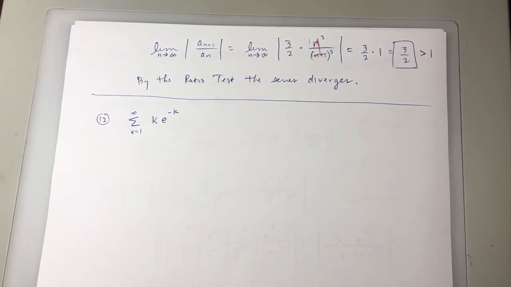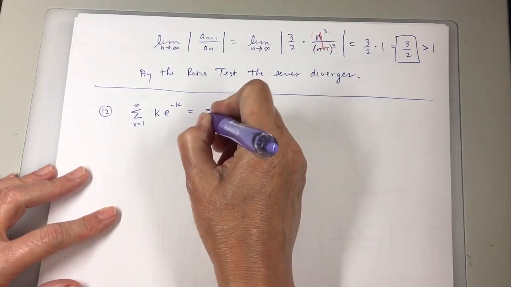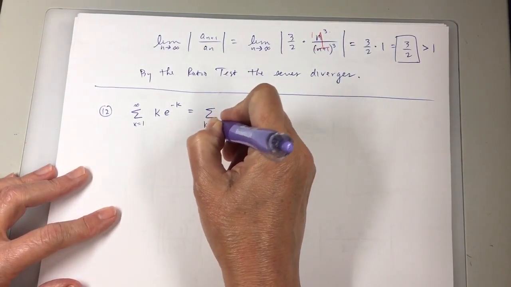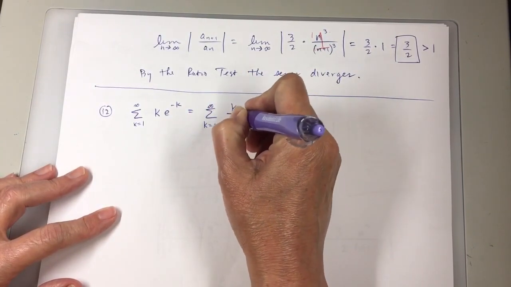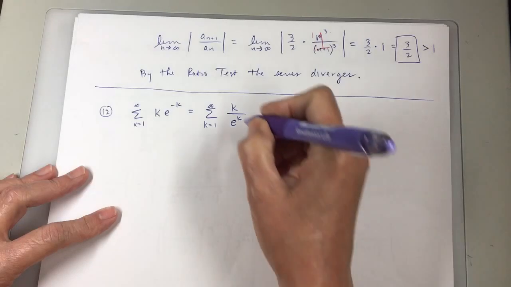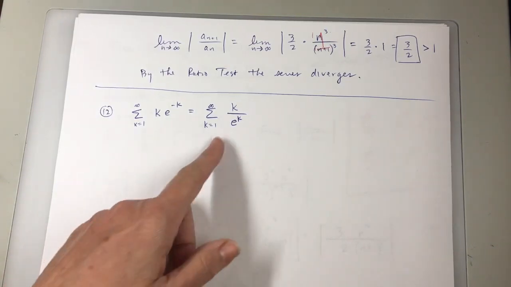First thing I'm going to do on problem number 12, I think, is rewrite this. This is the sum as k goes from 1 to infinity of k over e to the positive k. Instead of having e to the negative k, I just drop it to the bottom. And I know I'm doing this fraction.